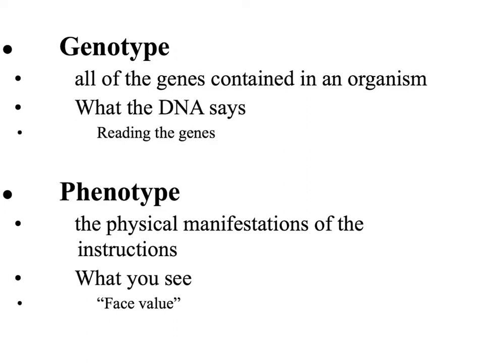If we are looking at all the genes in an organism, we call this the genotype. The genotype is also what the DNA actually says, or what the sequence of DNA is. So the genotype is reading the genes. Phenotype is the physical manifestation of those instructions. This translates to what we see. So this can be said as the phenotype is the physical value or physical features that is coded for by the genotype.